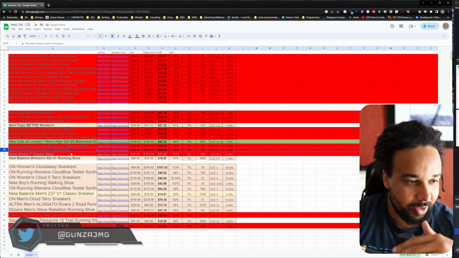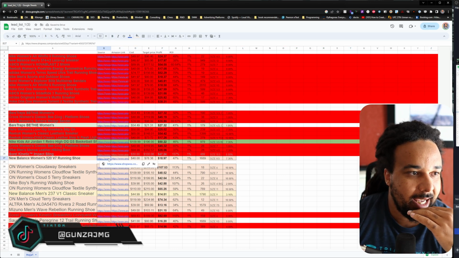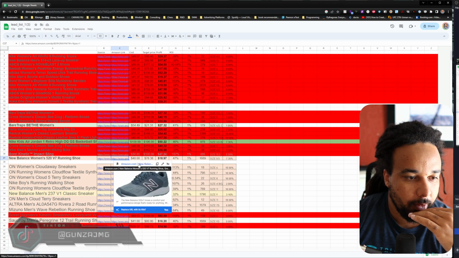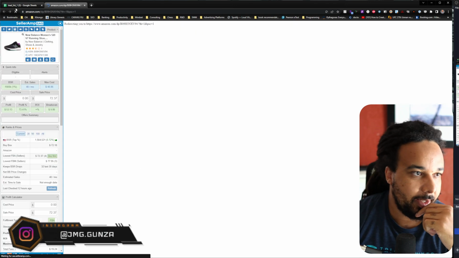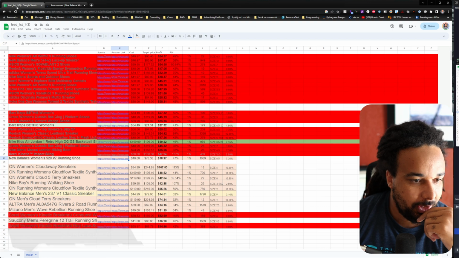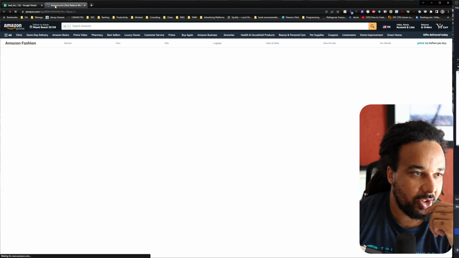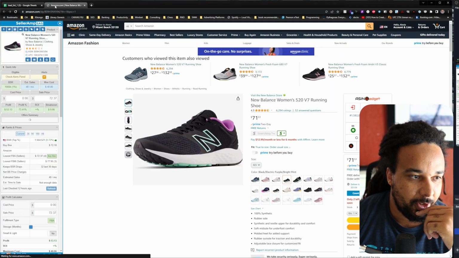The price is going down. The price is going to keep going down. Next, this pair of New Balance. All right, $40 buy cost, 78.38, and the price went down.